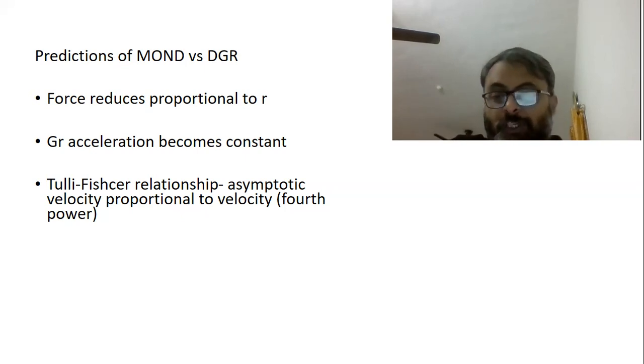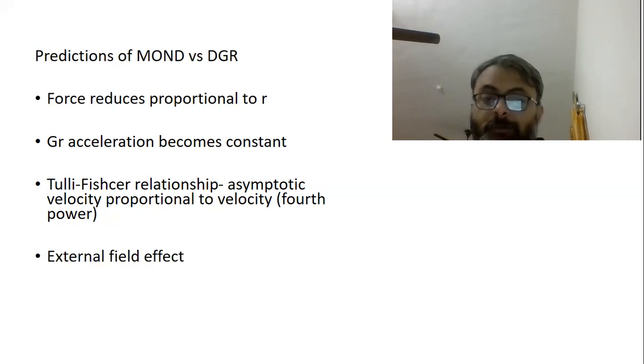So this baryonic Tully-Fisher relationship, that is, asymptotic velocity is proportional to the fourth, I'm sorry, this is a mistake actually. The fourth power of the velocity is proportional to the mass of the galaxy, basically.